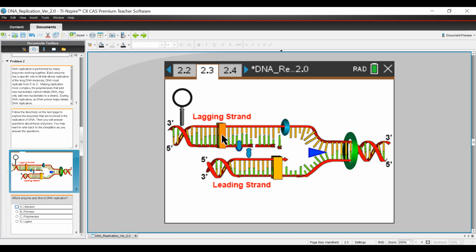So polymerase 1, primase, and ligase are active in both the lagging and the leading strand. In fact, all of these enzymes are. All of these enzymes that we're talking about today. But polymerase 1, ligase, and primase are more active on the lagging strand because they have to do these short snippets of DNA. Okay. All right.